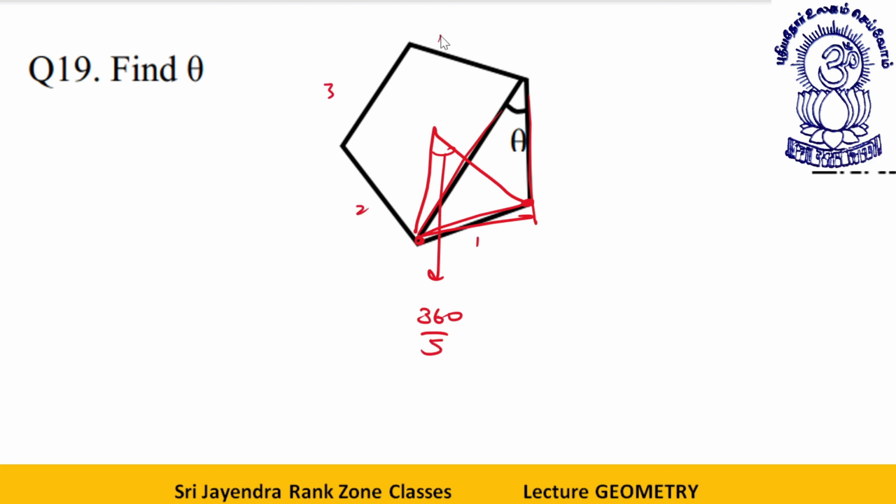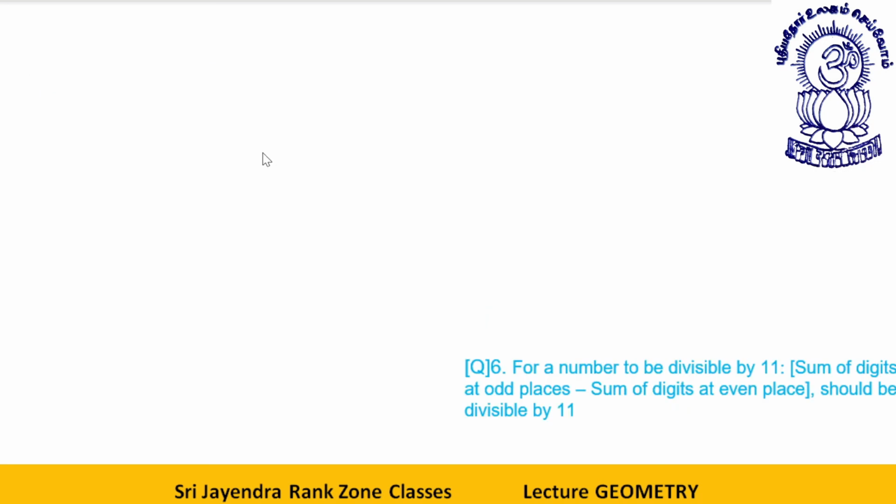1, 2, 3, 4, 5. Now this chord subtends an angle theta at the center, so this will be half of this. So that will be into half. So this gives you 360 by 10, or 36 degrees. Clear? Next one.